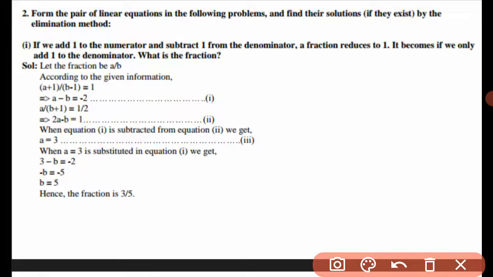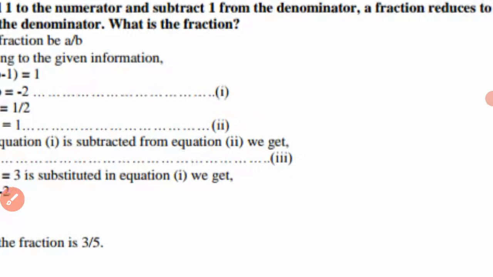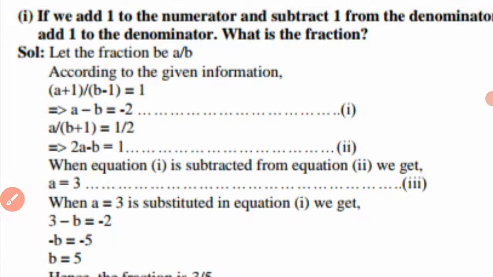Now solving it, the equation becomes a minus b equals minus 2. So this will be the equation. Now from here we can find the value of a. Then a upon b plus 1 equals 1 upon 2. Now from this we get two equations, equation number 1 and equation number 2.